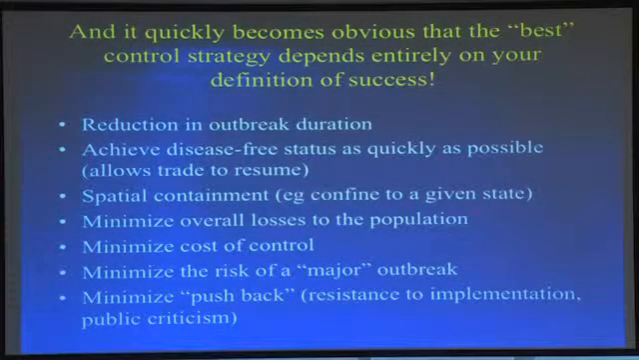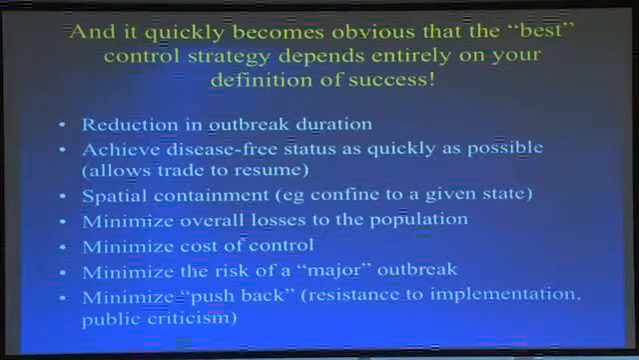And what you very quickly learn if you're talking to county or state officials is that they all have different definitions of success. And as a modeler, I can tell you, if you don't know what that definition of success is, you are up the creek without a paddle. You really are, because you can get a perfectly good control policy, but if it doesn't match the definition of success, you have to start all over again. So one definition of success might be to keep the epidemic as short as possible. Another might be to achieve disease-free status as quickly as possible, and that's a little bit different for reasons I'll explain later on if anyone is interested. You might want to confine it just to a given county or a given state.